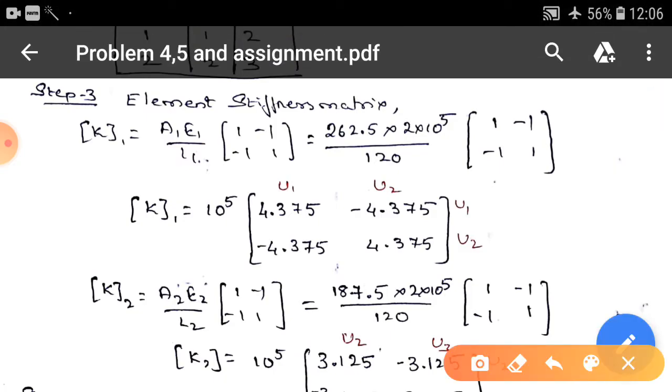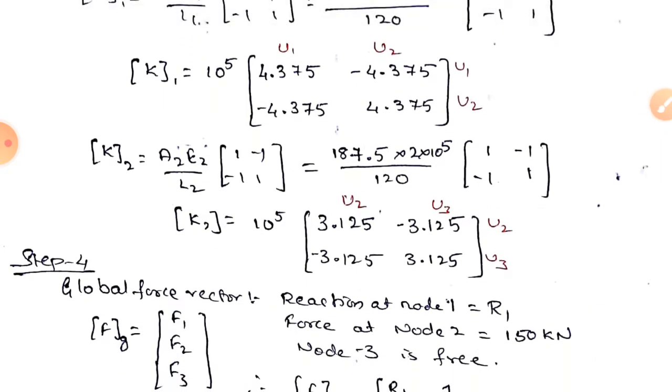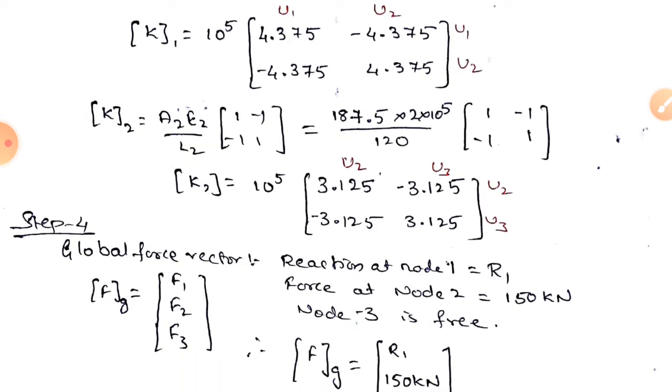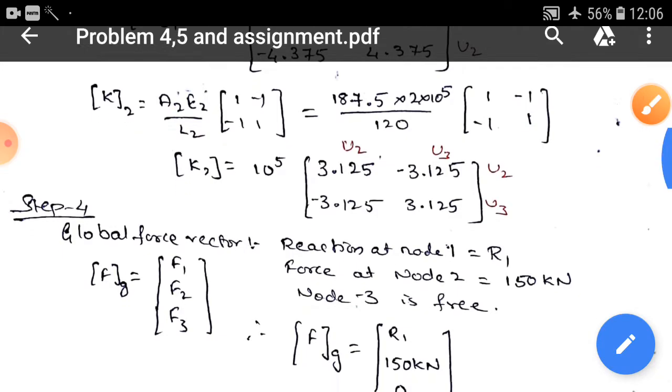Element 1 is between node 1 and 2, so U1 and U2 will be written, that is the displacement associated with it, on top of the columns and on the side of the rows. These are just for reference. Again, for element 2, A2 E2 by L2, just substitute the values. A2 is 187.5 into 2 into 10 raised to 5, that is E2, and L2 is 120. Solve it, it becomes 3.125. The displacements associated with element 2 will be U2 and U3, written on the top of the columns and on the side of the rows, again for reference.